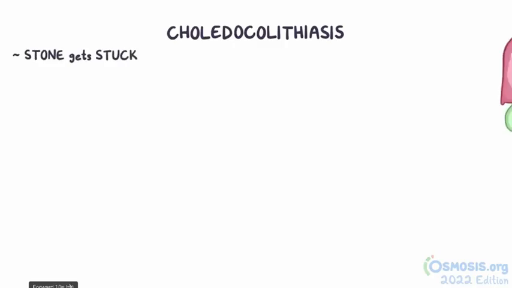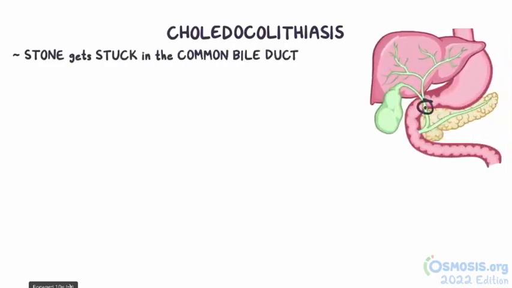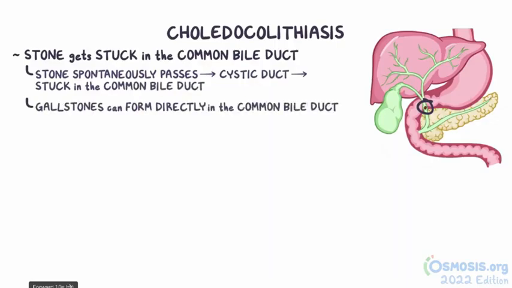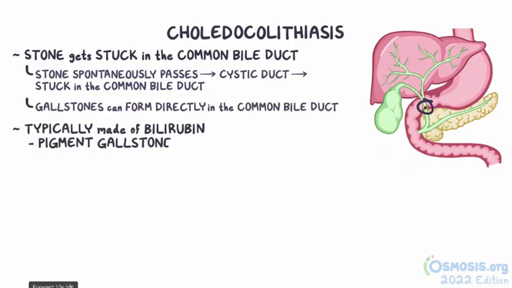In choledocholithiasis, try saying that 3 times fast, a stone gets stuck in the common bile duct. Most frequently, this happens when a stone spontaneously passes through the cystic duct, which is wider in some individuals, and then gets stuck in the common bile duct. However, in rare situations, gallstones can also form directly in the common bile duct.